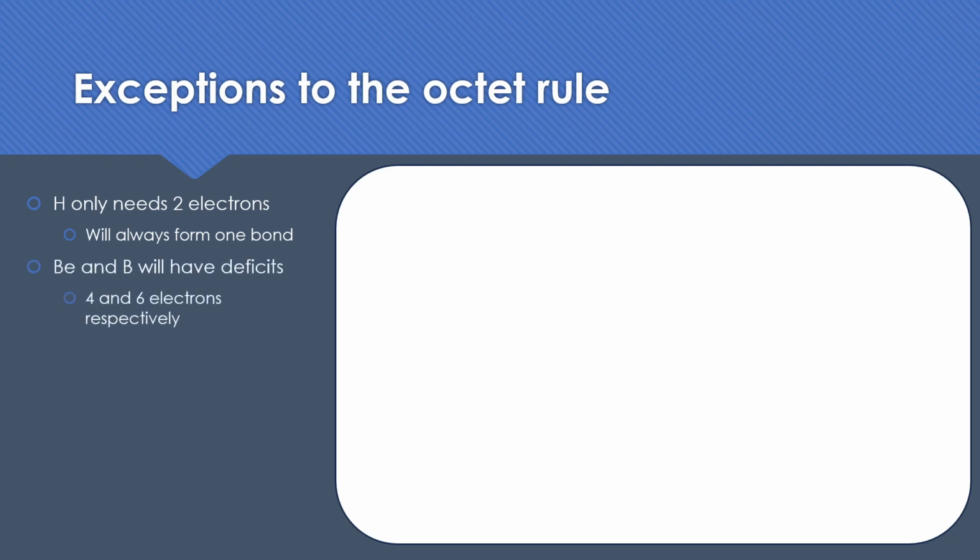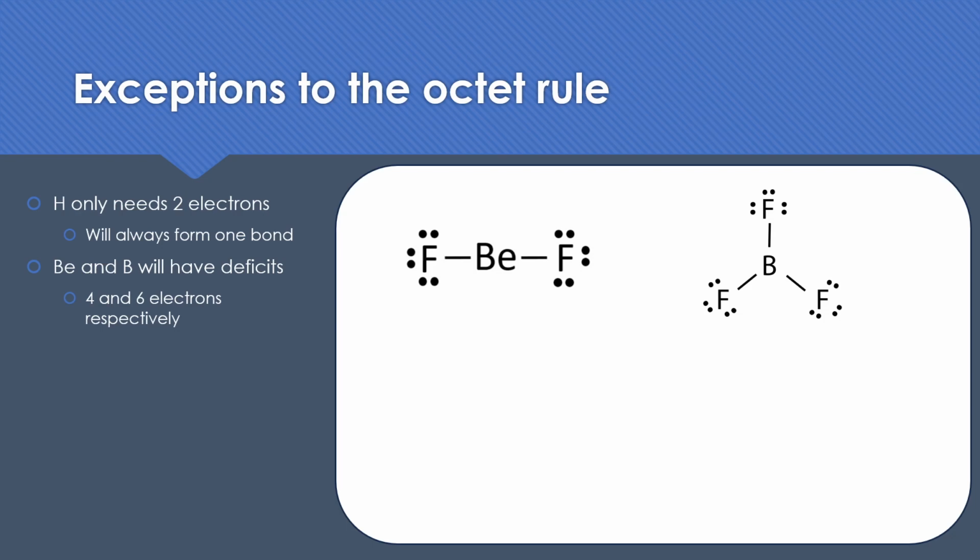Beryllium and boron don't need a full octet. They will always have deficits. Beryllium will form 2 bonds, so it'll have 4 electrons. Boron will form 3 bonds, so it'll have 6 electrons. This is what those compounds look like. Because they technically have a deficit, these compounds have certain properties; boron trifluoride, for instance, is a Lewis acid. That's not super important, but those are generally the only deficits you're going to have.